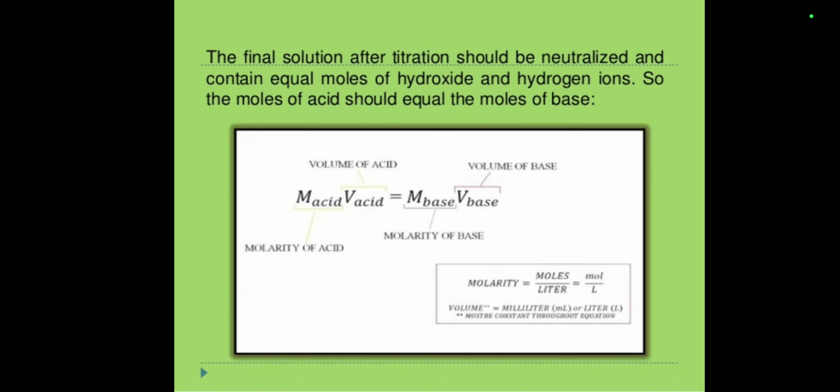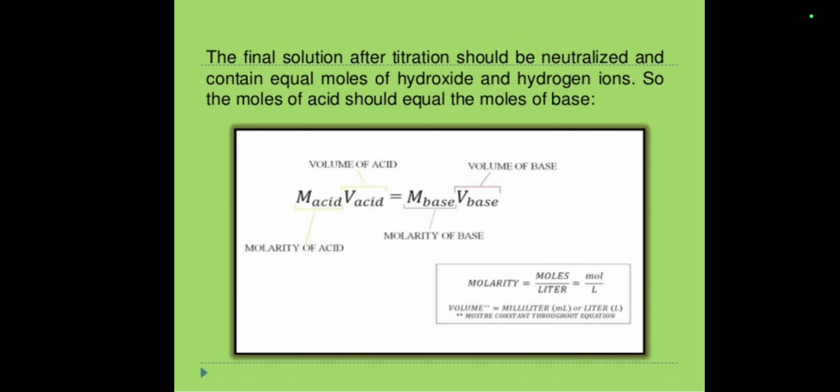So the final solution after titration should be neutralized and contain equal moles of hydroxide and hydrogen ions. So the moles of acid should equal the moles of base. Here is the formula on how to calculate this. We have molarity of acid, volume of acid, molarity of base, and volume of base. Molarity is equal to moles over liter, or moles per liter. So here is the formula of that experimentation.